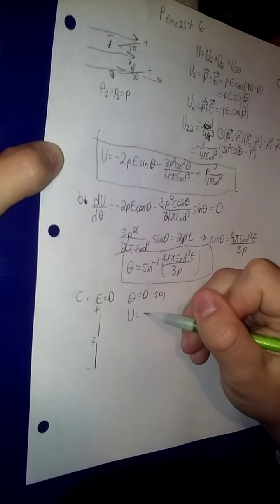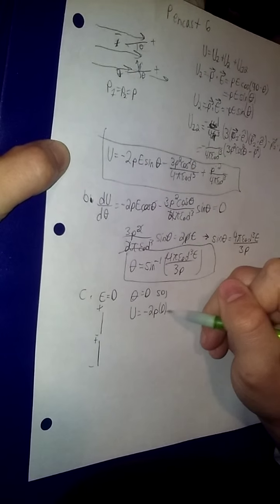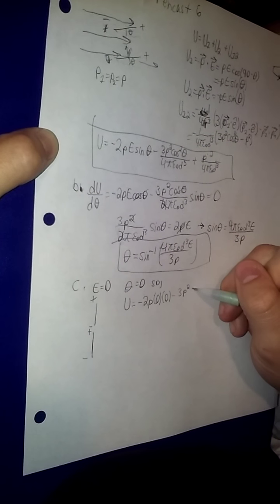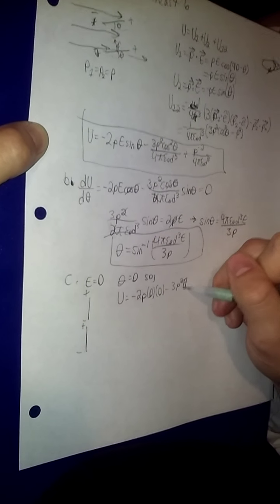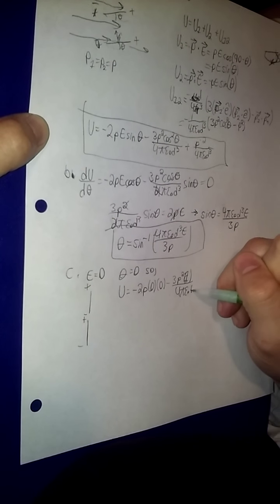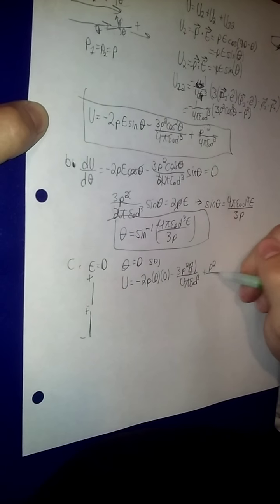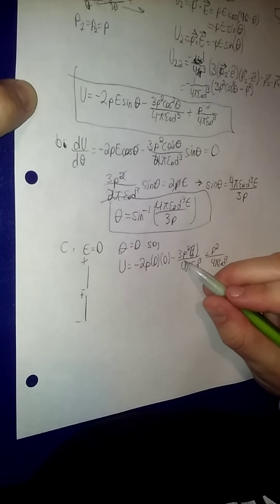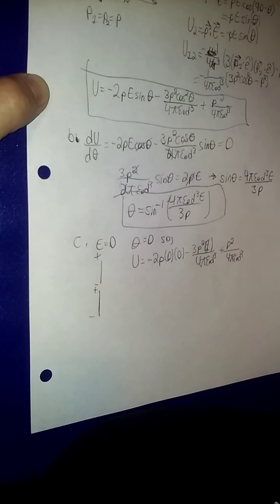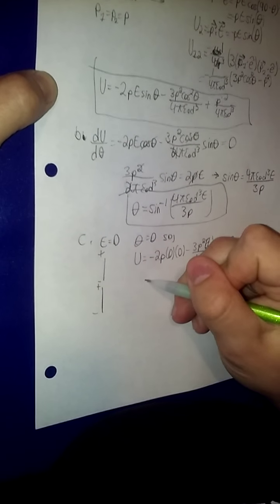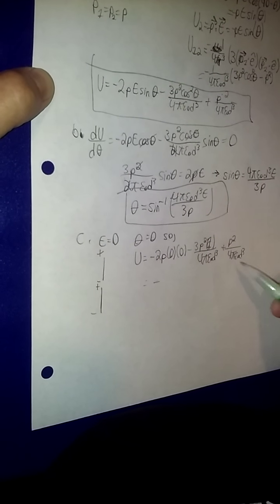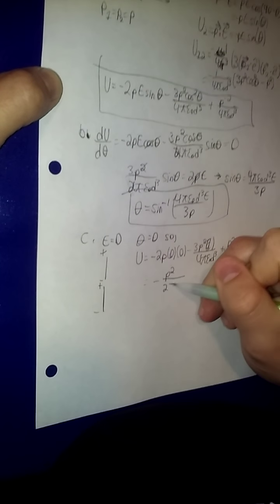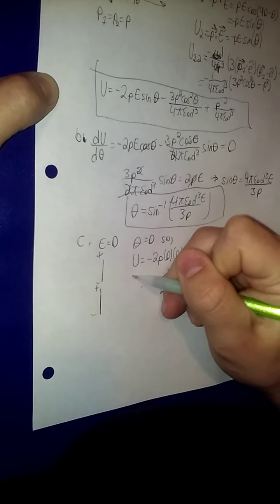So then U equals negative 2 p E, where E is 0 and sine of 0 is 0, minus 3p squared, cosine squared of 0 is 1, over 4 pi epsilon naught d cubed, plus p squared over 4 pi epsilon naught d cubed. Putting them together, we have negative 2 over 4, so negative 1 over 2. So we have negative p squared over 2 pi epsilon naught d cubed. And that's the energy.